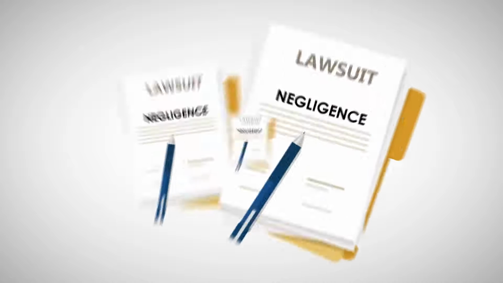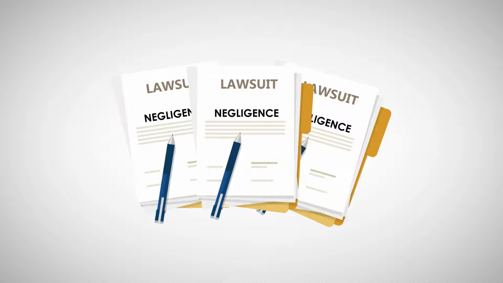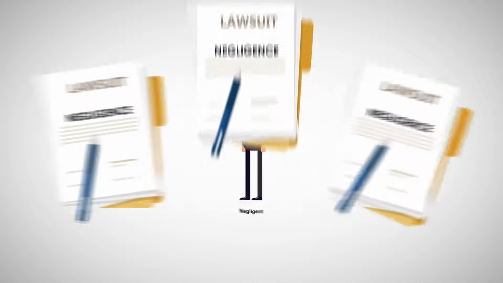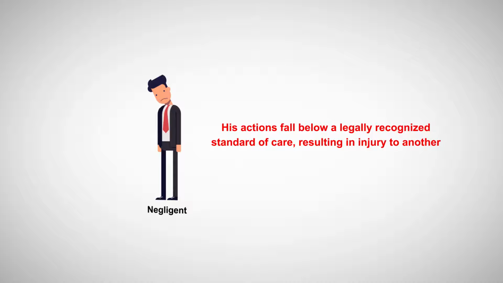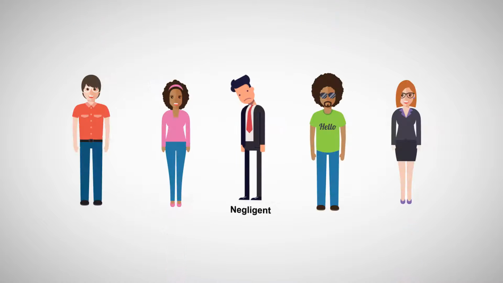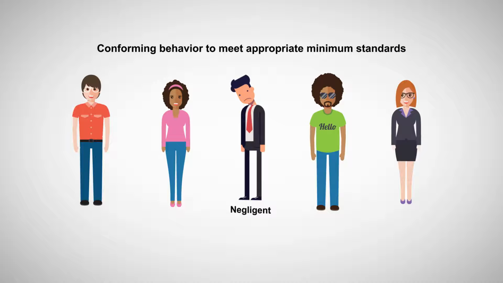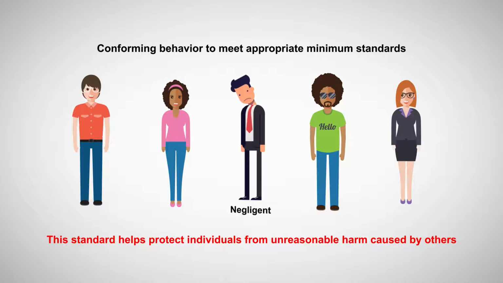Lawsuits based on negligence represent most of the civil cases filed in American courts. A person is negligent when his actions fall below a legally recognized standard of care, resulting in injury to another. All persons have duties to each other. Duties include conforming behavior to appropriate minimum standards. This standard helps protect individuals from unreasonable harm caused by others.